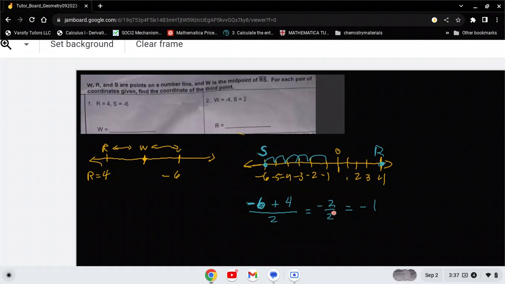So that's -6 plus 4 divided by 2. That's going to give you, of course, -2 divided by 2, which is -1. So that would be the midpoint. But right off the bat, it almost seems like, well, where does this come from? Because I know that the distance from S to this midpoint W is definitely going to be 5 units here. But where does the 5 come from, right?